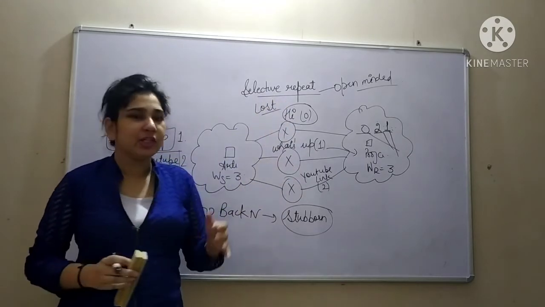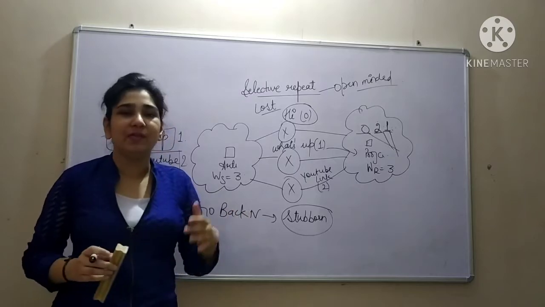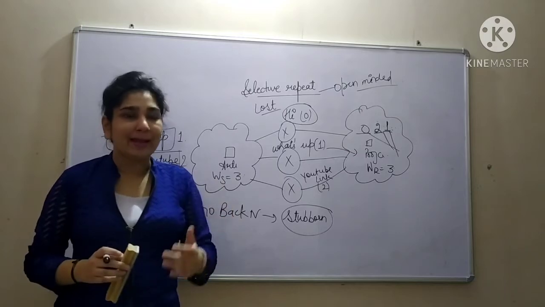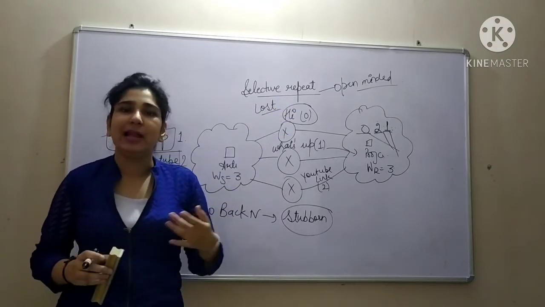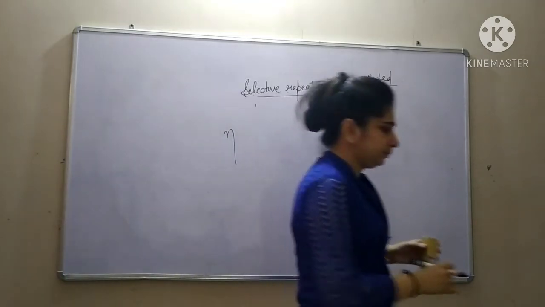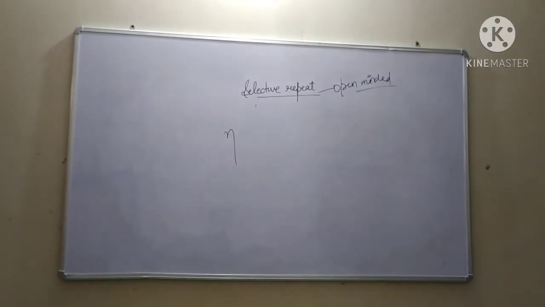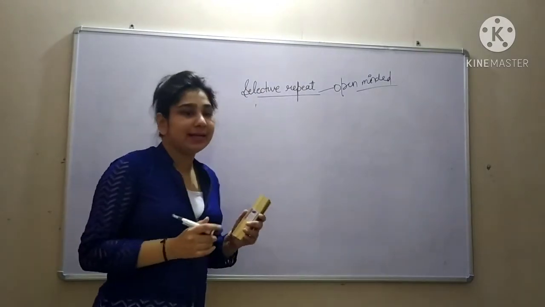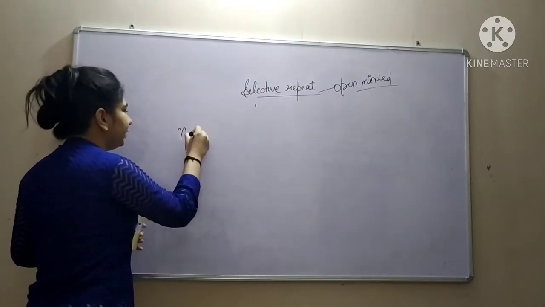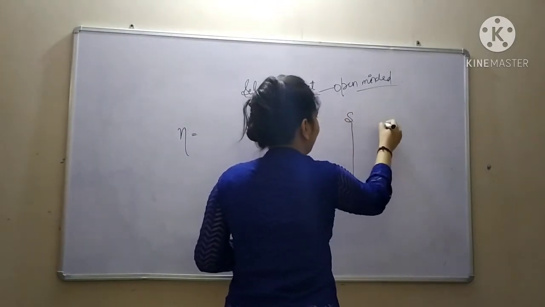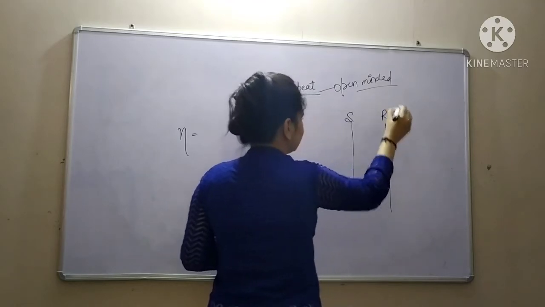Stop and wait efficiency was very less. Then we improved our efficiency with the help of sliding window protocols. Go-Back-N and selective repeat both are sliding window protocols. Now let's discuss the efficiency in selective repeat. It is similar to Go-Back-N, with a little bit of difference.